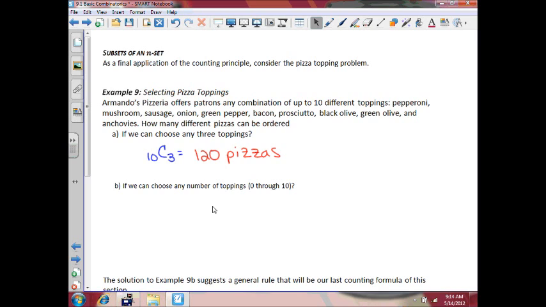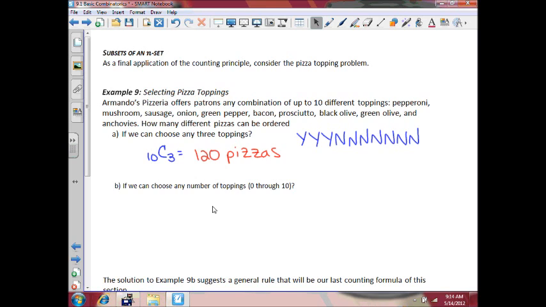So really what we're doing there, you're saying, well, I've got 10 options. So yes to pepperoni, yes to mushroom, yes to sausage, but no to every other topping. And there's going to be 120 different options for that.